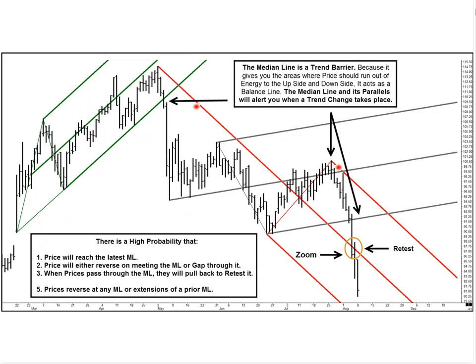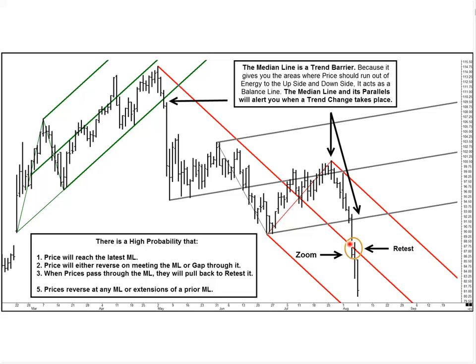We drew in the red downsloping median line. What did I say? It should at minimum meet this lower parallel and probably also meet this red downsloping median line after testing the upper parallel, and let's see what we got. We came, there should be buyers here, there are no buyers here. That tells us that the median line and its parallels will alert you when a trend change takes place. This is the median line alert. Hey, I'm sorry, this median line is no longer in force, it's no longer working. Same as over here. Now price sprints to the downside.